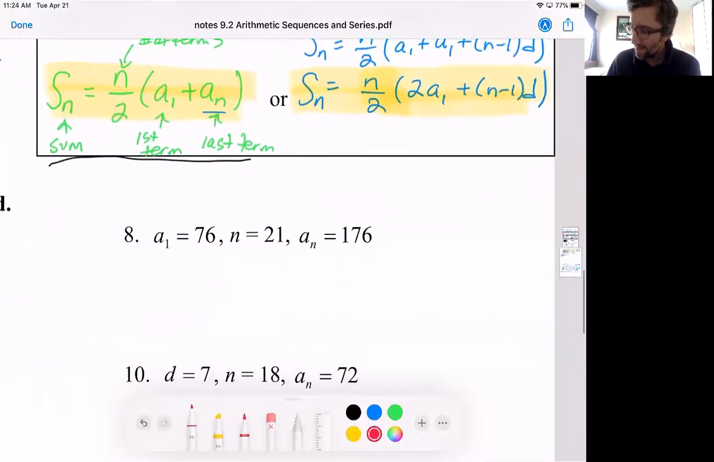The next example, number 8, we have the first term, the number of terms, and the last term, a sub n. So this looks like it's going to be similar to this one. You have the number of terms, you have the first term, and you have the last term. If you'd like to pause the video, just make sure you can use the formula. It's not a very involved formula like the quadratic formula or something. But if you'd like to pause and see if you can solve it.